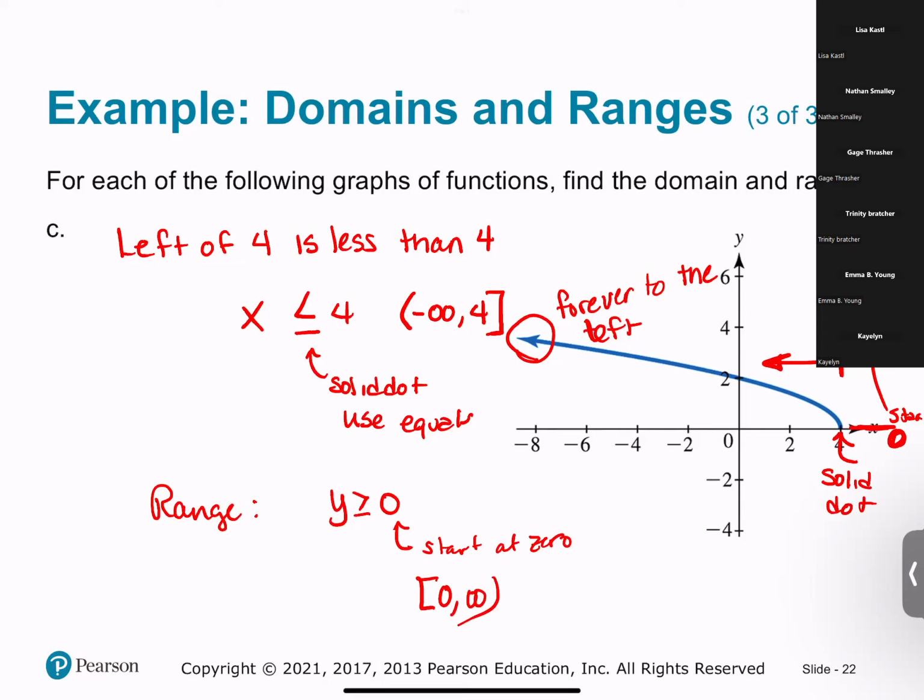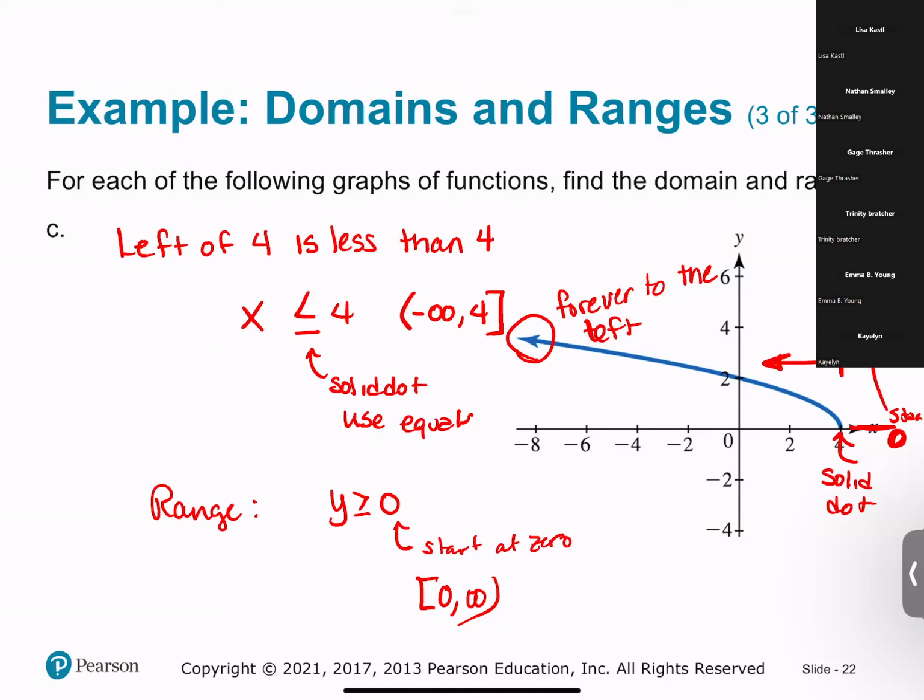Okay, I'm out of time, but I'm going to mention one thing. You'll notice that I put a parenthesis next to infinity or negative infinity, and I put a bracket next to the 4 and the 0. That's because infinity is a concept, it's not a number. It's not something you can ever reach. You can never put a bracket next to infinity because you're never going to get to infinity.